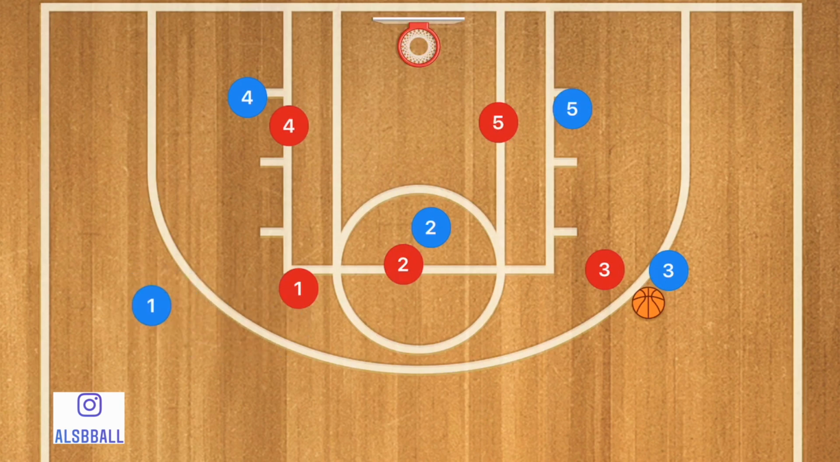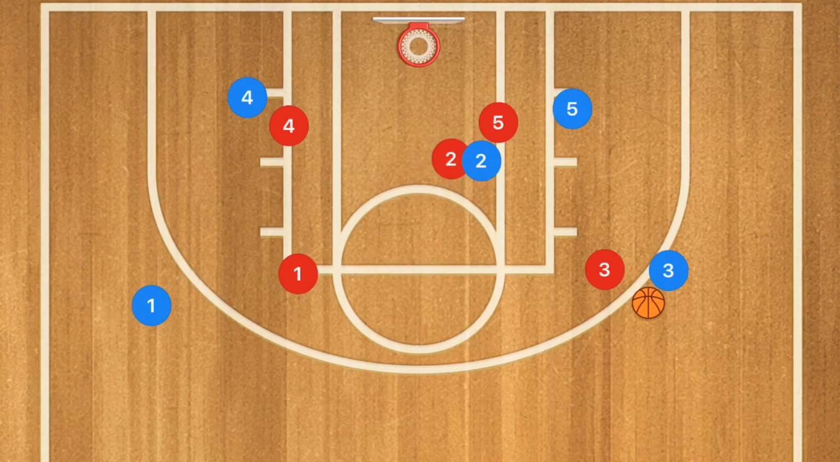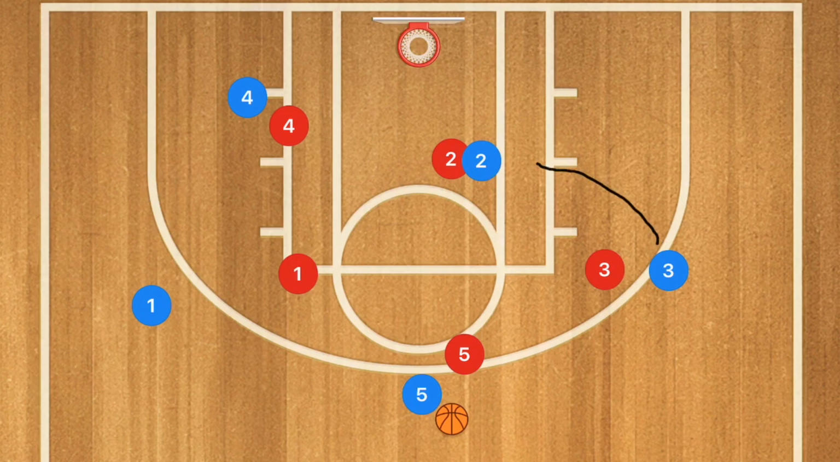What's going to happen now is player 2, he's going to go and set a screen for player 5, and player 5 is going to pop up top, and we're going to have player 3 pass player 5 the ball. Now he could take that shot if he's wide open, but if not, what we're going to have is now player 3 setting a screen away after that pass down for player 2.